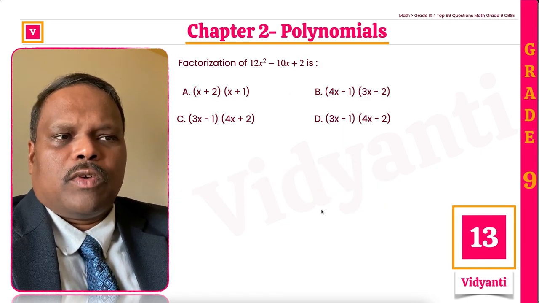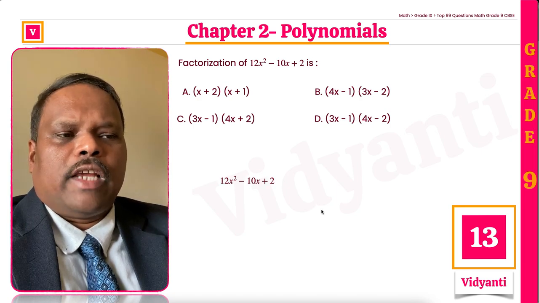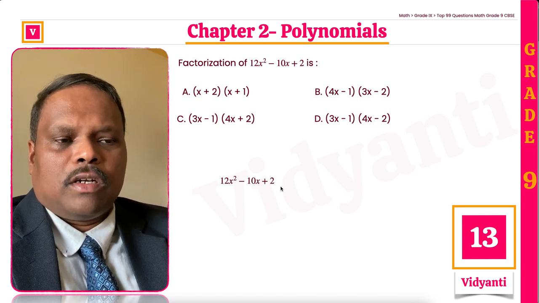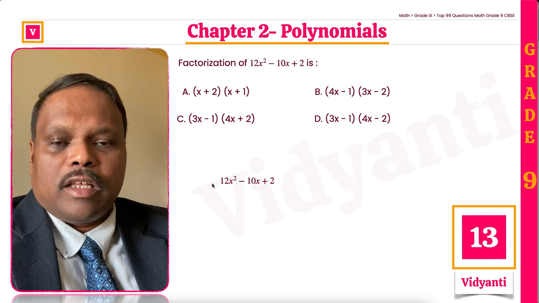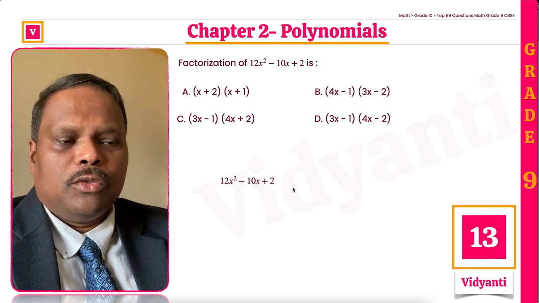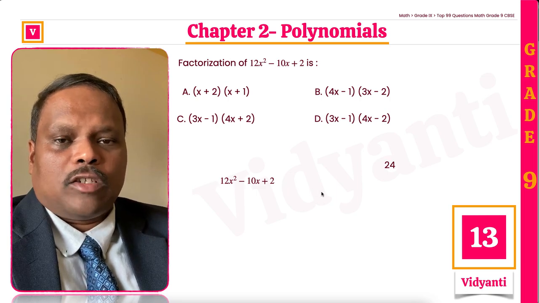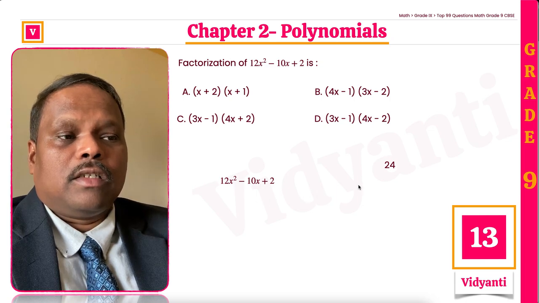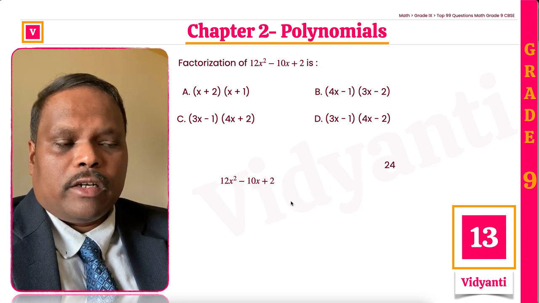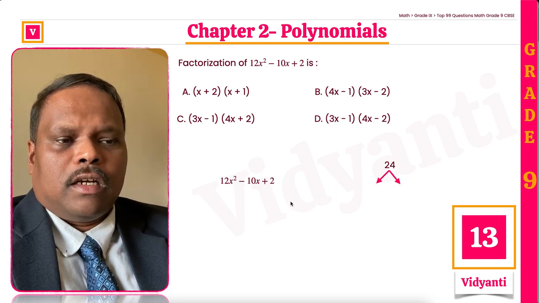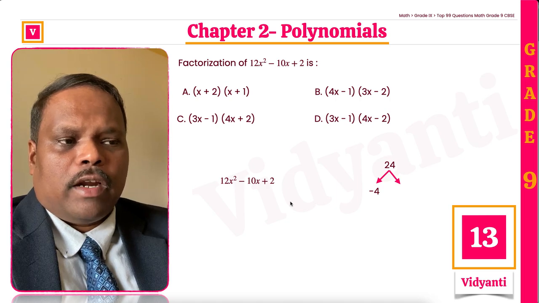Factorization of 12x square minus 10x plus 2. In that case, concentrate on the first number, concentrate on the last number, and take their product. 12 times 2 is 24. That 24 has to be split up in such a way that the sum total will come out to be the middle term. Now you can split that as, let's say, minus 4 and minus 6.